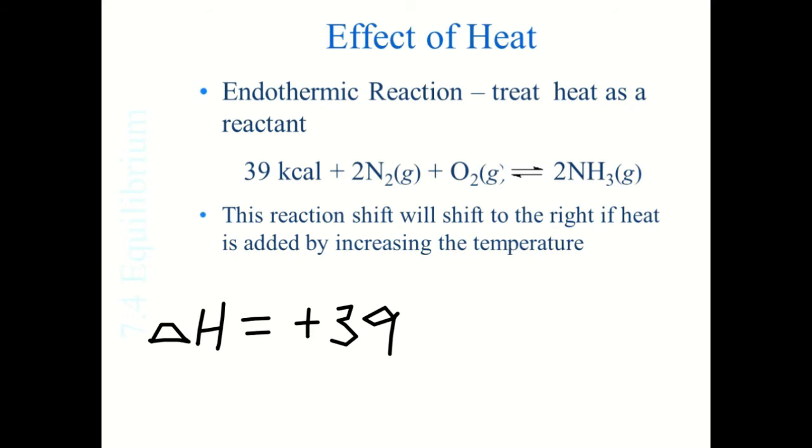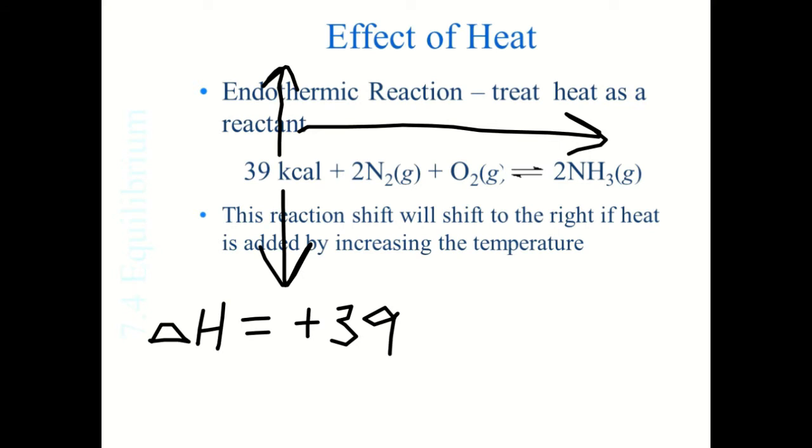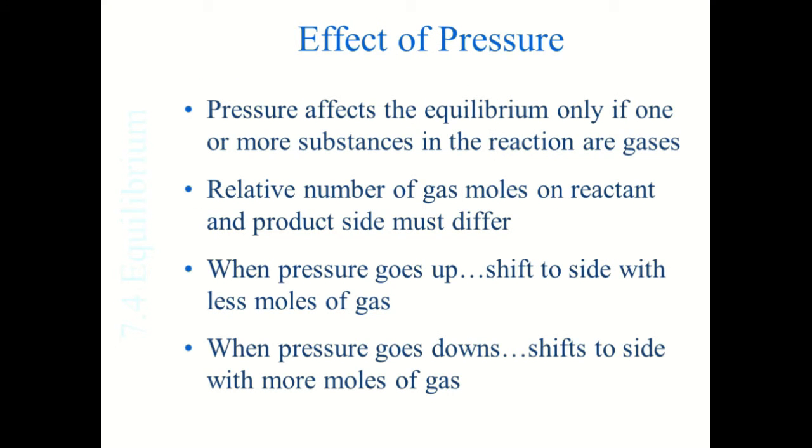Endothermic, it's a positive 39 kilocalories. They wrote that in the equation as a reactant. So if I increase the temperature, it shifts towards the right. If I decrease the temperature, it shifts towards the left. Okay? So that's the idea behind that. So concentration and temperature, they're both kind of the same. But if they gave you the delta H and it was a negative delta H, then write it as a product. If it's a positive delta H, write it as a reactant.